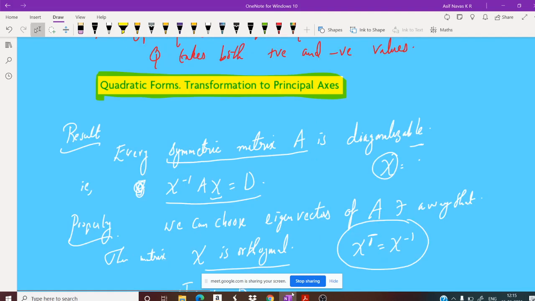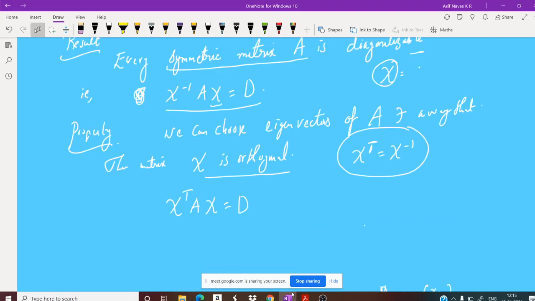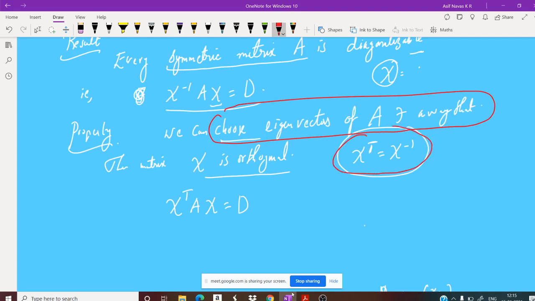That means every symmetric matrix A is diagonalizable, and we can choose the matrix of eigenvectors of A in such a way that X transpose is equal to X inverse. And I told you how to find X: you find the eigenvector and divide it by the norm. Okay. So have you got it? Any doubt?